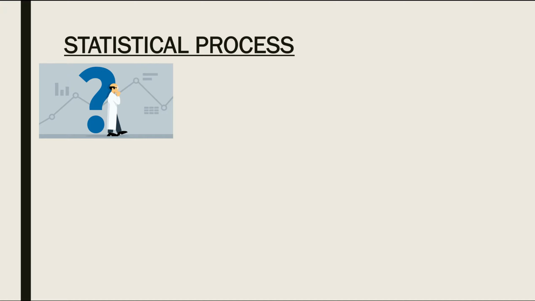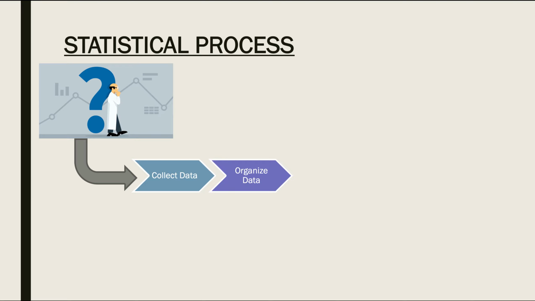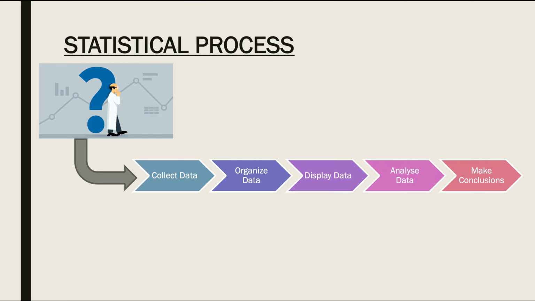So what is a statistical process? It all starts with a question. You have a question, and you design a process, or investigation, or research that you're going to do to answer that question. This triggers the whole process. The first thing that you have to do is collect data. Then you have to organize the data. Then you display or present it. Then you analyze it. And finally, you make your conclusions to answer that question.